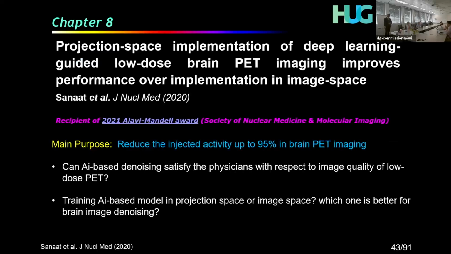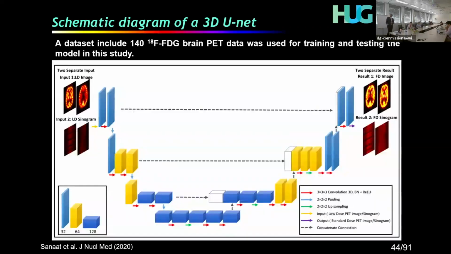So in the next chapter, we discussed a deep learning model for reducing the injected dose during PET brain imaging. So we wanted to see how AI can reduce the injected activity by up to 95%. And we also compared training the model in image space and sinogram space. So here is the schematic of our 3D U-Net, which in the first scenario, we fed it with low-dose images, and it generates for us the full-dose images. And in the second scenario, we use the low-dose non-TOF sinogram, and it generates for us the full-dose non-TOF sinogram.